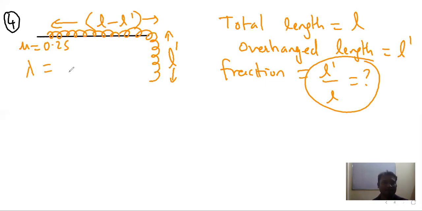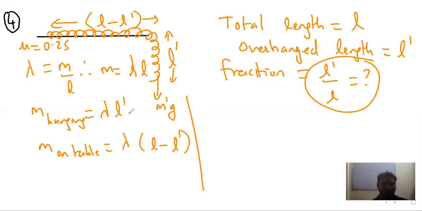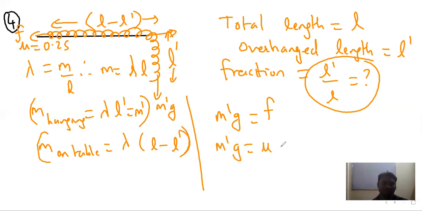Now, if I assume lambda is m by L, so m equals lambda L. So total mass of chain hanging is equal to lambda L dash. Mass of chain on table is lambda into L minus L dash. Now, in this case, we can say this force here m dash into g, hanging mass, let us say, is m dash. So m dash into g equals this force here, which is nothing but friction force. So m dash into g is mu into N, which is mu into mass of chain on table, which is L minus L dash into lambda into g.